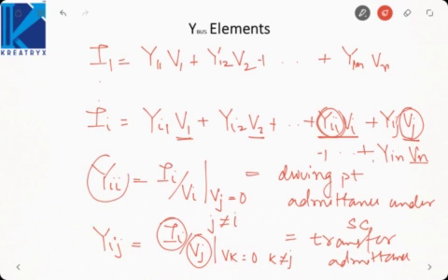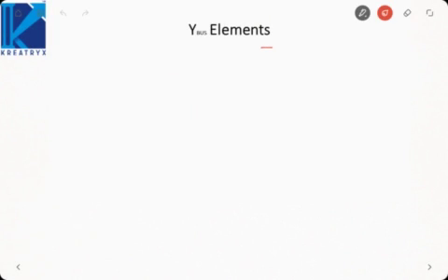Yii represents the diagonal element, Yij represents the off diagonal element. That means the diagonal elements of the Y bus matrix represent the driving point admittance under short circuit, and the off diagonal elements represent the transfer admittance under short circuit. Now if we compare this matrix to the matrix that we derived earlier, what was the matrix that we derived earlier? The matrix was somewhat like this.